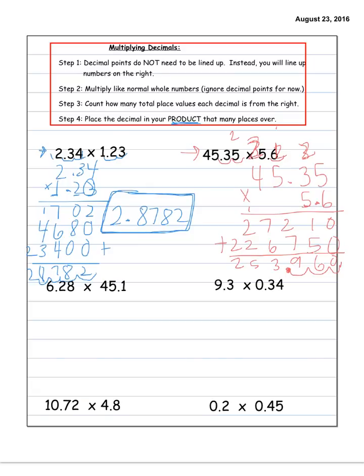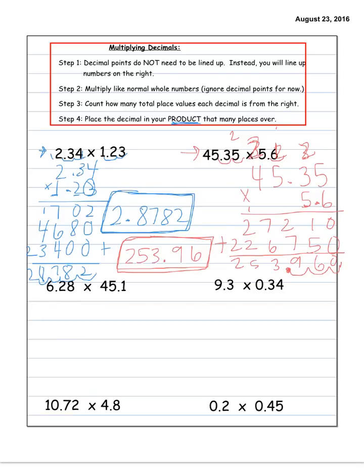So our final answer for this one, I'm going to write it below here, 253 and 96 hundredths. We have a 0 there, but I dropped it since we don't technically need it. All right.